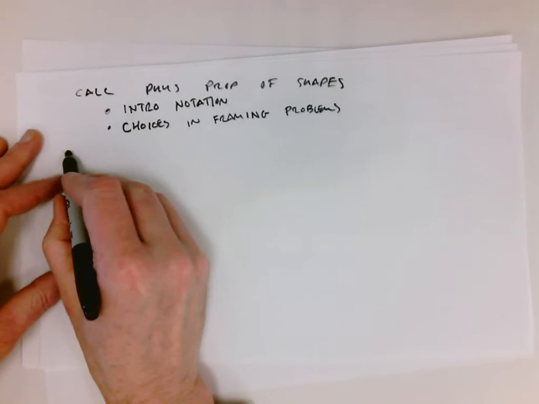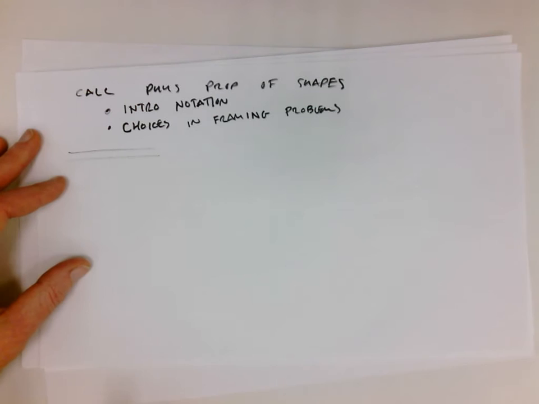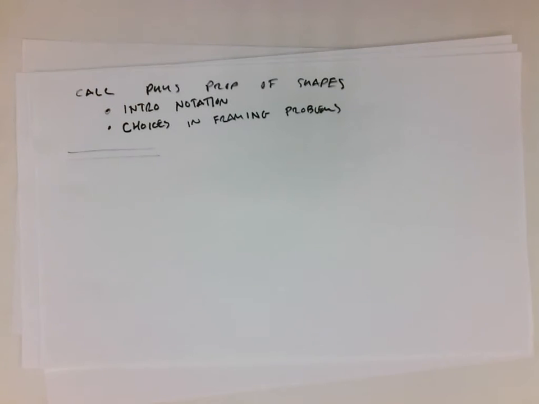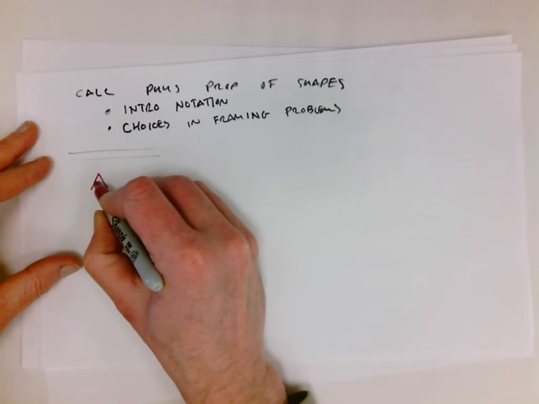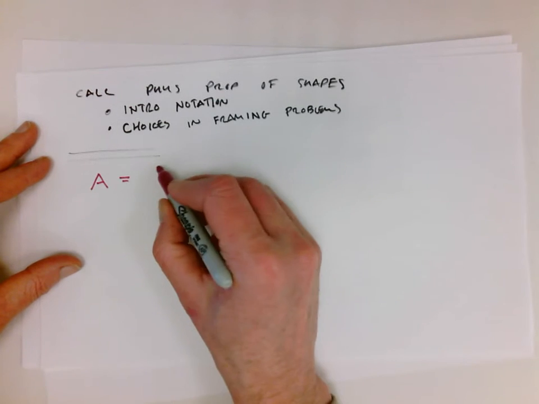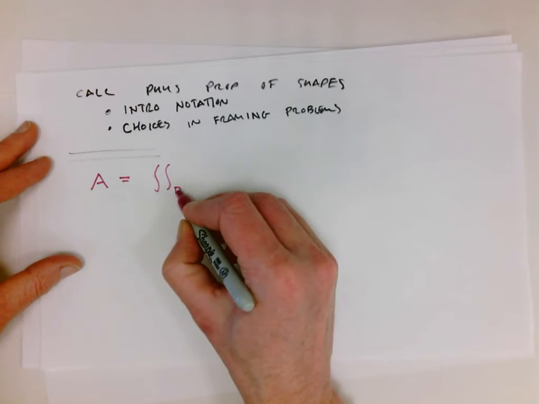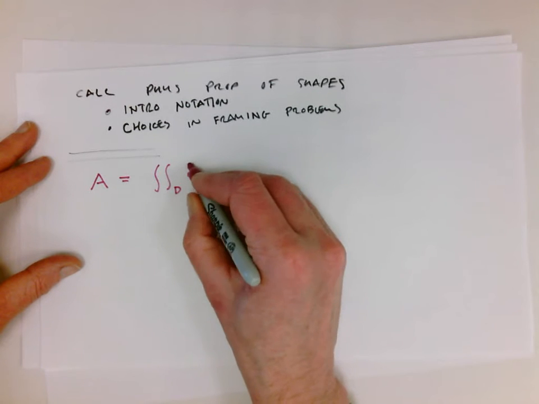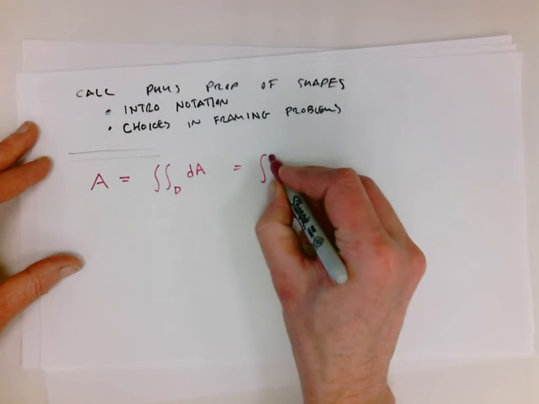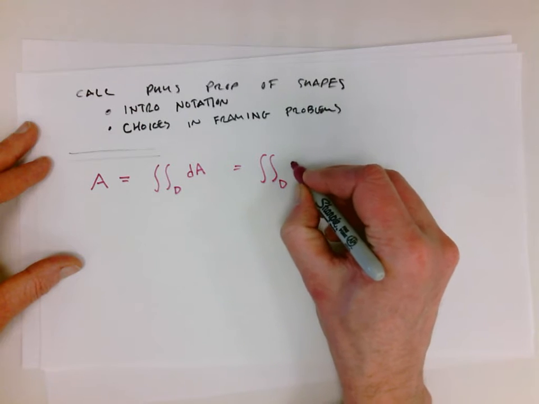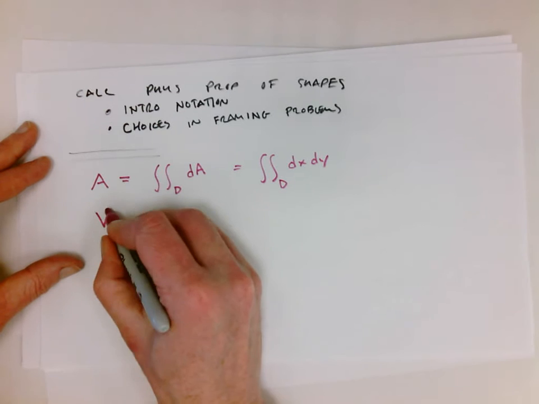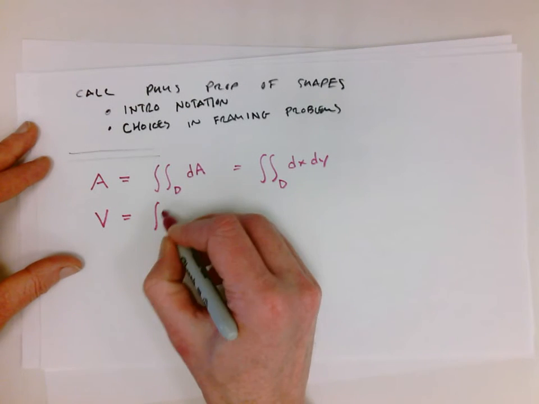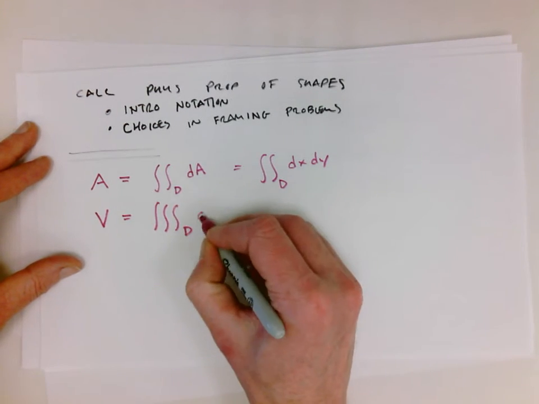All right, so far, if you think back to your readings on the shapes, most of the stuff about shapes had to do with the idea that you might want to calculate, say, the area of some domain. So you wrote this: the area of the domain is the integral over the domain dA, or more explicitly, if we write in Cartesian coordinates, dx dy, right? Or if you had a three-dimensional domain, you might want to calculate the volume of the domain.